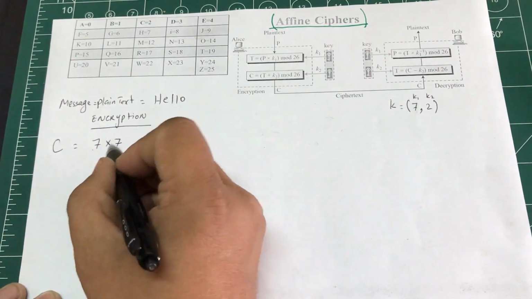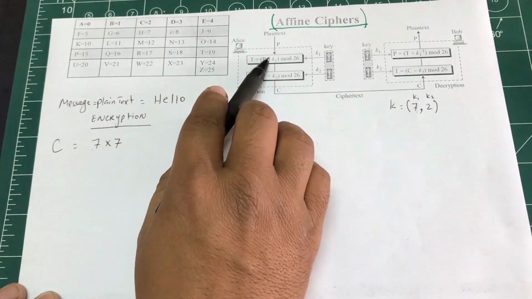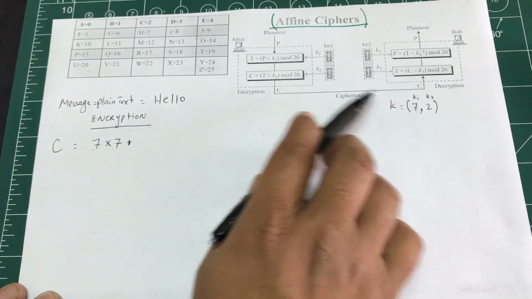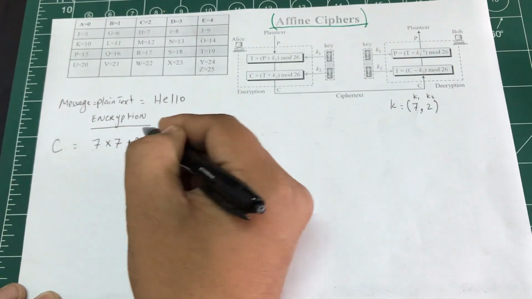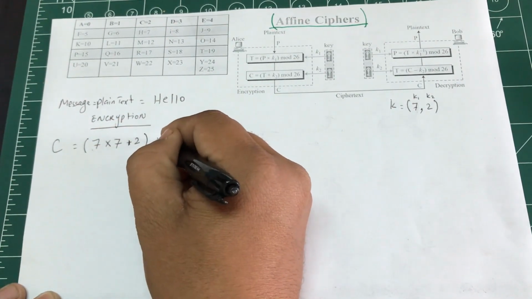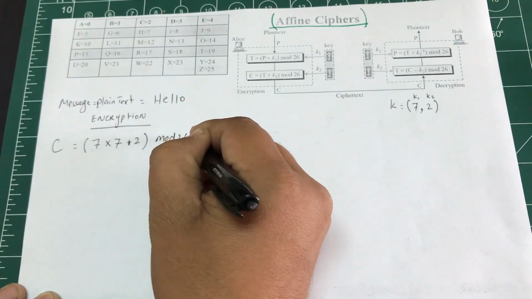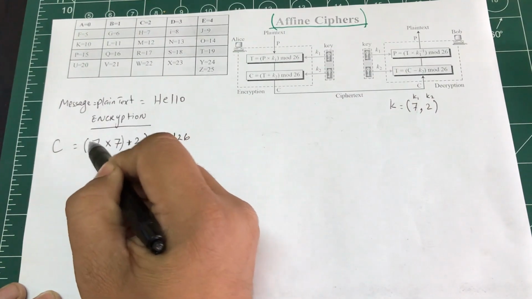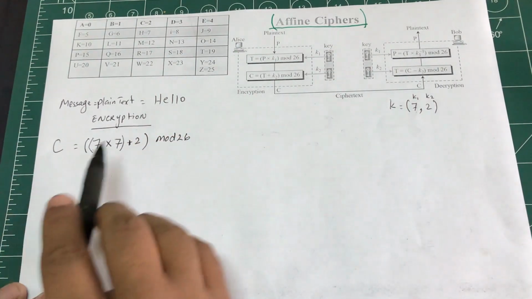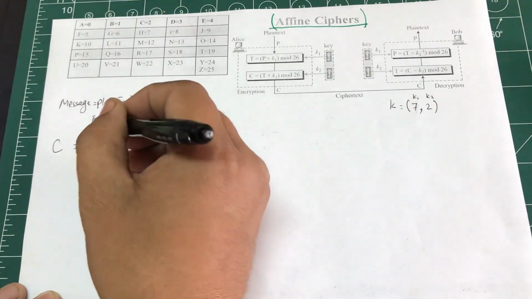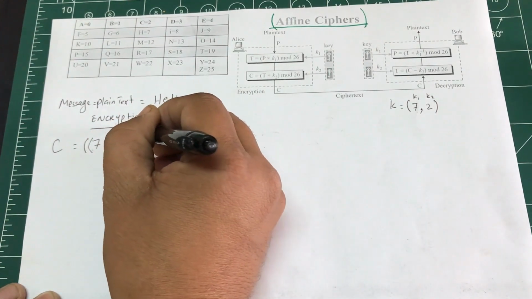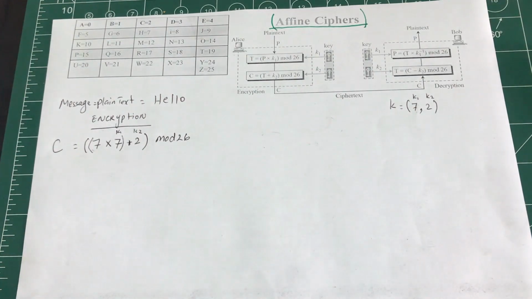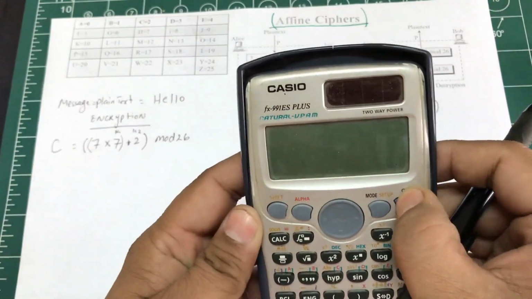So here's what I'm going to do. 7 multiplied by 7, this is the first part, plus I'm going to add key 2, which was right here, whole thing mod 26. As we know, we will follow the order of operations. We will do what's inside the bracket first, then add 2. This is your key 1, this is your key 2. So this is the way we're going to do it. We're going to bring our calculator in.